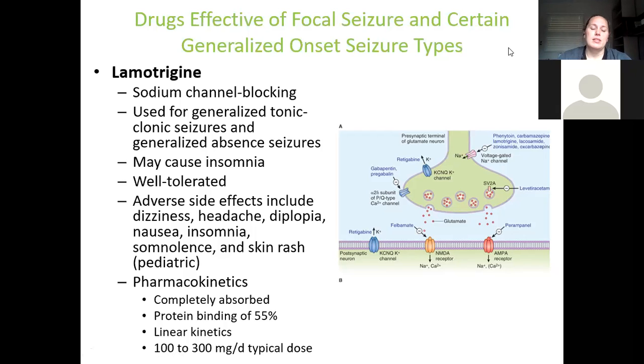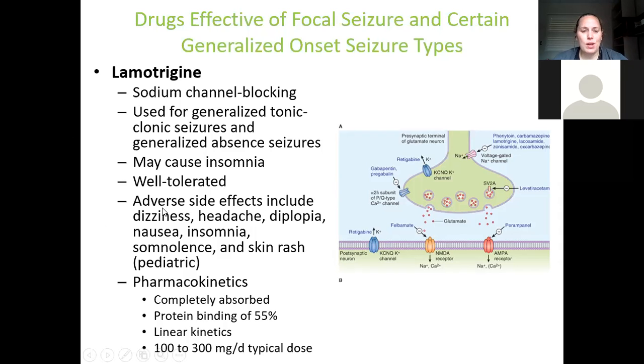This is generalized tonic-clonic seizures and generalized absence seizures. And again, those absence seizures, you might remember them being called petit mal seizures. This may cause insomnia. So it's interesting to note that a lot of these drugs, because you're affecting synaptic transmission, some of them do have that decrease in consciousness, almost a type of side effect. And we'll see that even when we talk about some of the other drugs that maybe we remember learning about previously when we're talking about other targets.